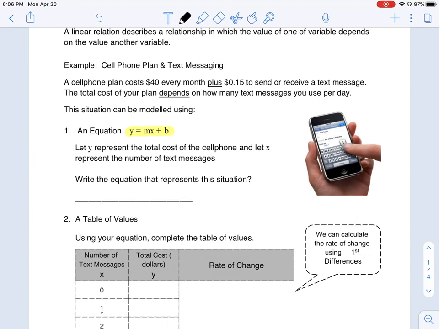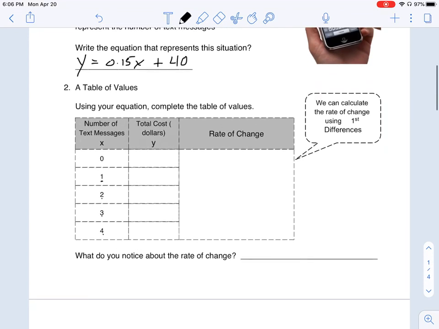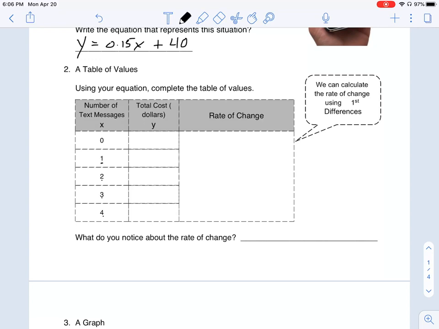So the equation that represents the situation would be: total cost is equal to 0.15, or 15 cents per text message, plus our $40 base rate, or our $40 per month. Now we're going to use our equation to complete the table of values. When there's zero text messages, how much is it going to cost for our monthly plan? There's no text messages, so therefore it is $40.